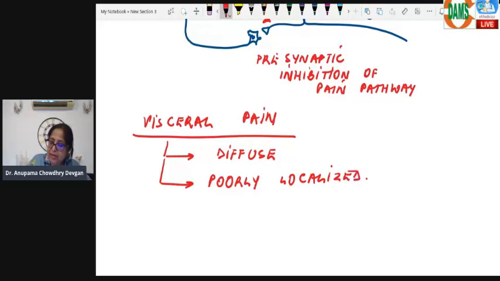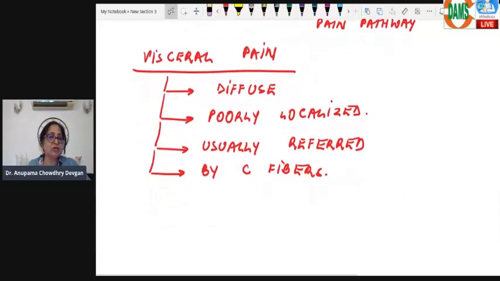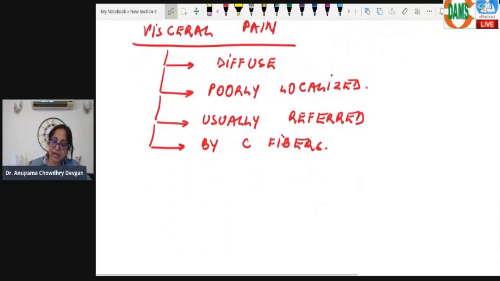This is poorly localized. Visceral pain is usually referred, and visceral pain is carried by C fibers. Okay? It's poorly localized, it is usually referred, and it is carried by C fibers.